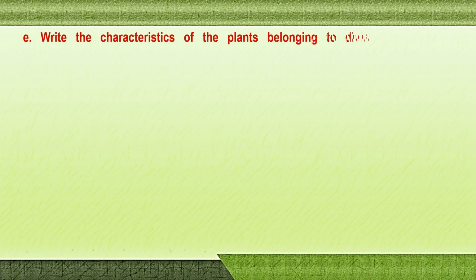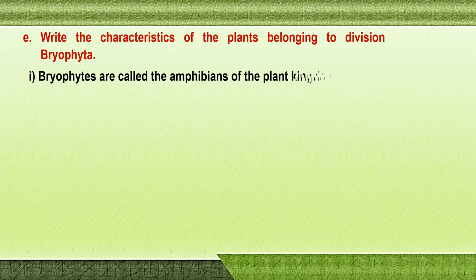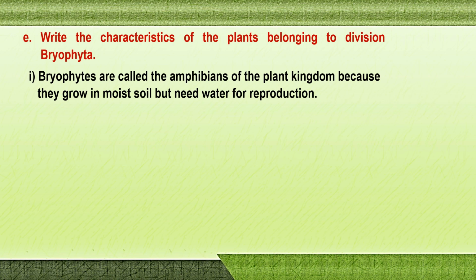Write the characteristics of plants belonging to the division Bryophyta. I will put a link in the description box; there is a video on the explanation of classification of plants wherein similarly I have detailed all the points that need to go with each division. You can watch that video. Bryophytes are called the amphibians of the plant kingdom because they grow in soil but they need water for reproduction. Hence, you see it generally during the rainy season.